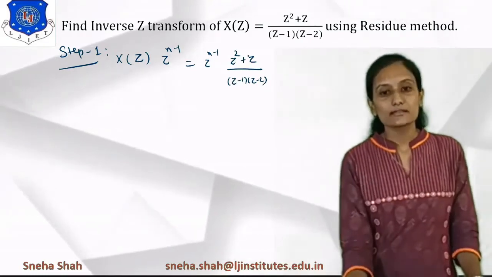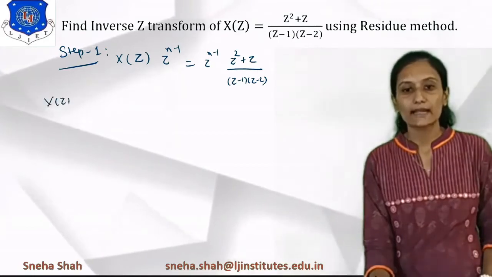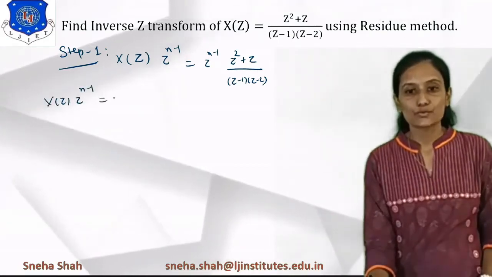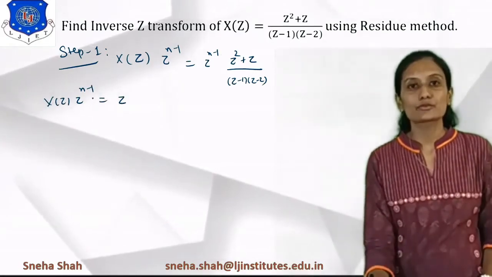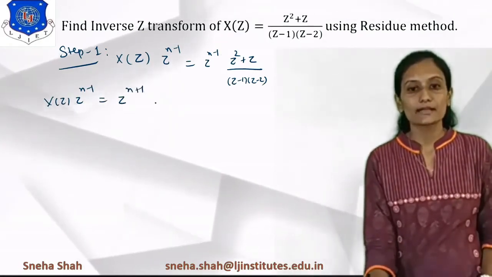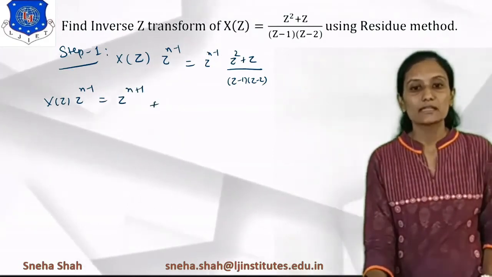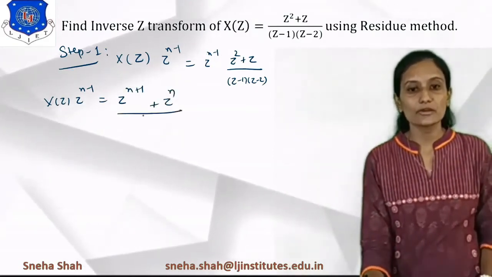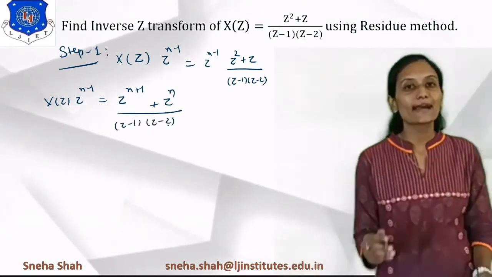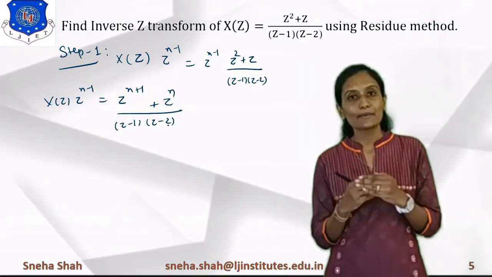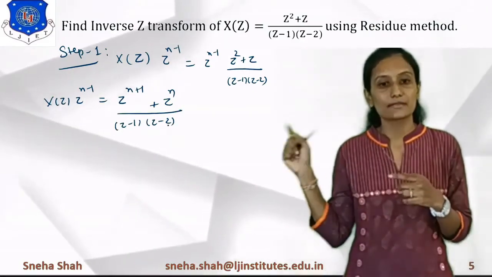Now if I am applying this to this term, then the term will be X(z) into z raised to n minus 1 equals z raised to n minus 1 plus 2, meaning z raised to n plus 1, plus z raised to n minus 1 plus 1, meaning it will give you the answer z raised to n, divided by (z minus 1)(z minus 2). So we just multiplied with z raised to n minus 1 and then we simplified this term, right?